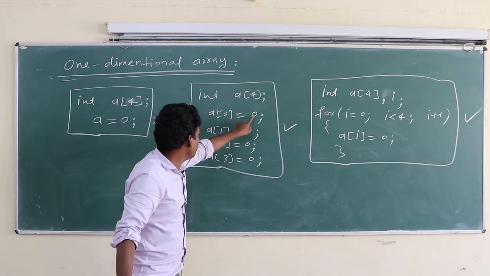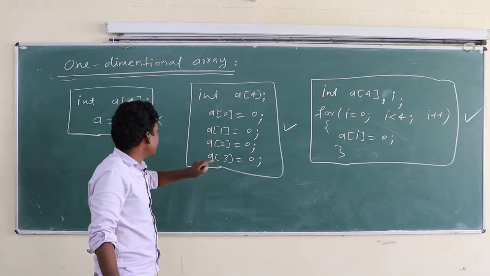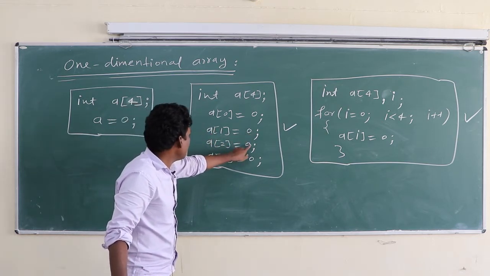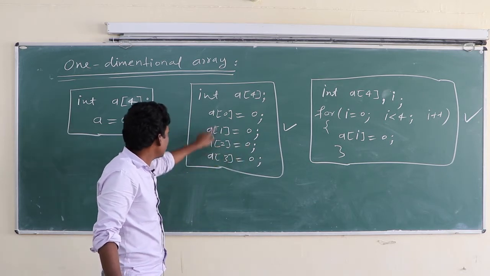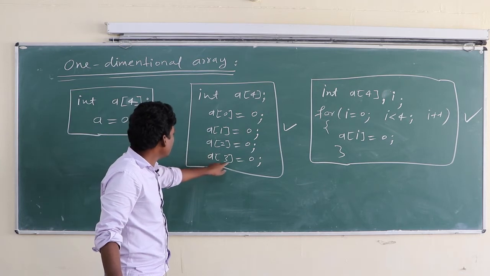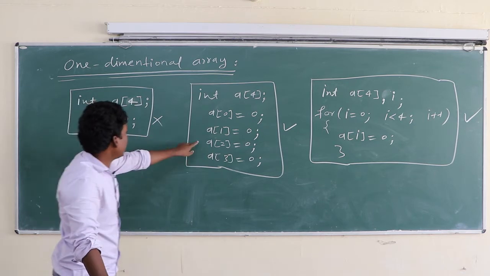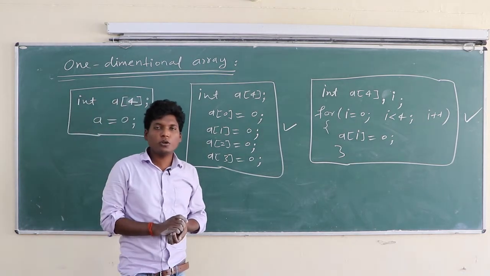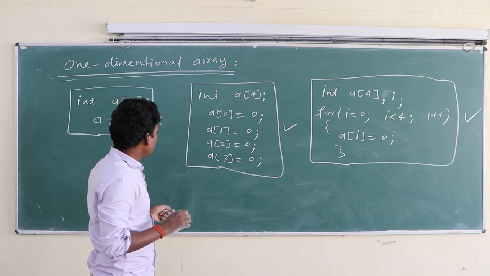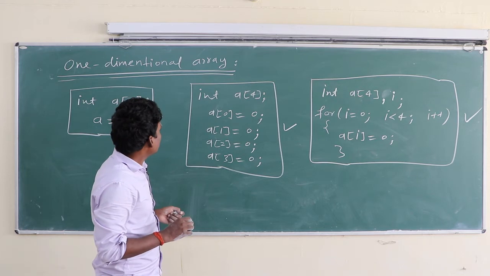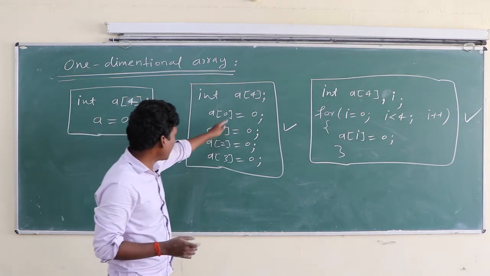a[0] equal to 0 means 0 assigned to the first element. a[1] equal to 0 means 0 assigned to the second element. a[2] equal to 0 means 0 assigned to the third element. a[3] equal to 0 means 0 assigned to the fourth element. So this is wrong, this is right. If you assign all elements of array a to 0, then you have to write this, not this.